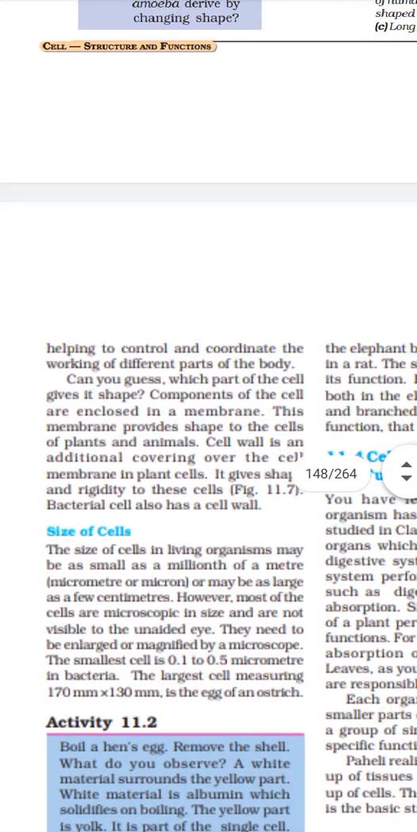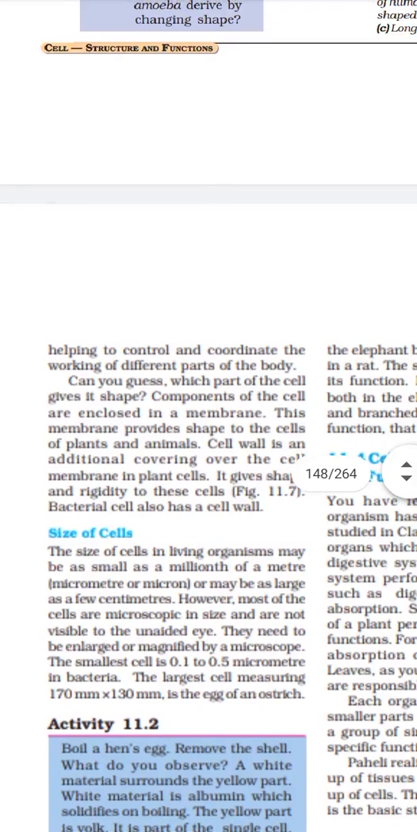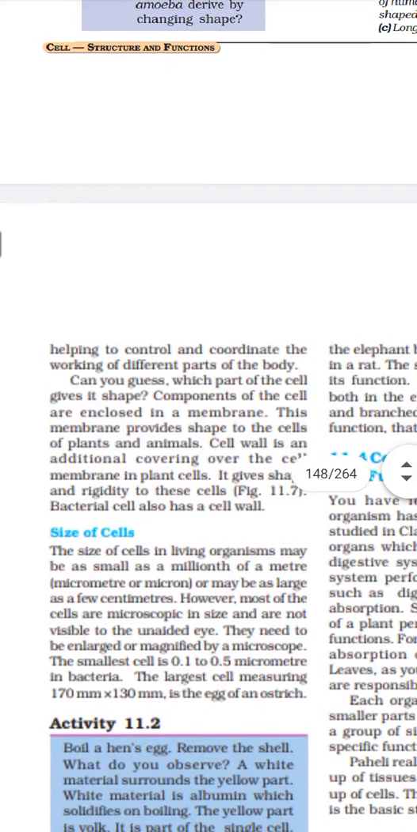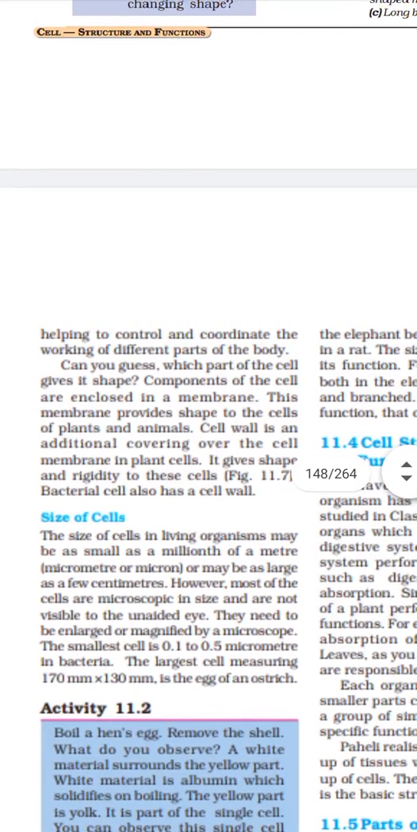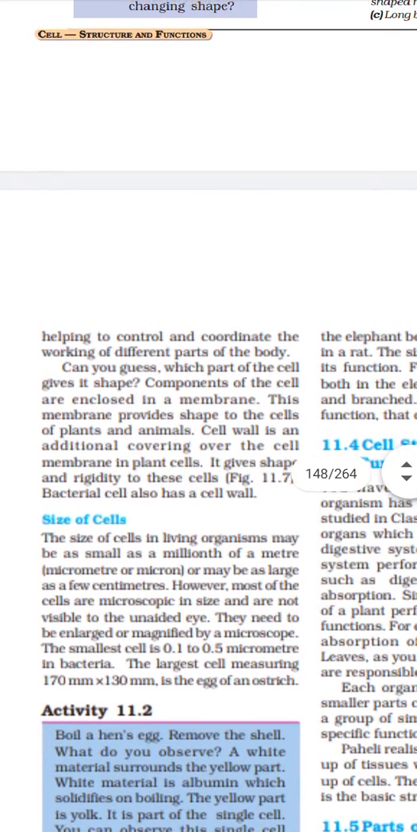Cell wall is an additional covering over the cell membrane. It gives shape and rigidity to the cell. Bacterial cell also has cell wall.